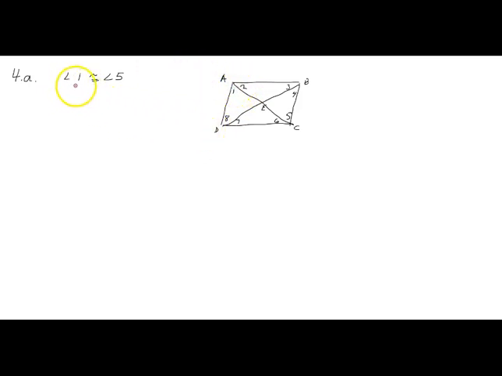So for 4A, they say angle 1 is congruent to angle 5. So here's angle 1. It's congruent to angle 5, and it's on the transversal A and C, which is cutting across parallel line AD and BC. So that was the second option, which they're labeling B. And so that would be the answer.